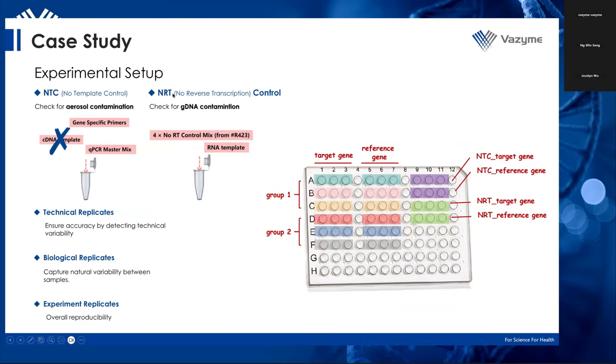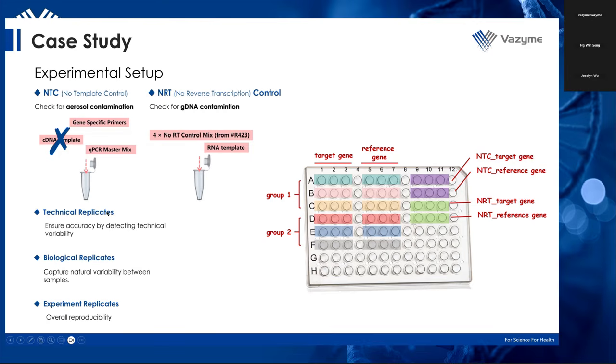Okay, and the next one is NRT. NRT is no reverse transcription. This is where you don't add the reverse transcription mix into it, so you only add your RNA template. This is where you want to check for gDNA contamination. Because if you don't add the reverse transcription mix into your sample and there is an amplification curve, the amplification will not exist if it's from RNA, so it can only exist from double-stranded DNA. So if it exists without the reverse transcription, that means you have gDNA contamination.